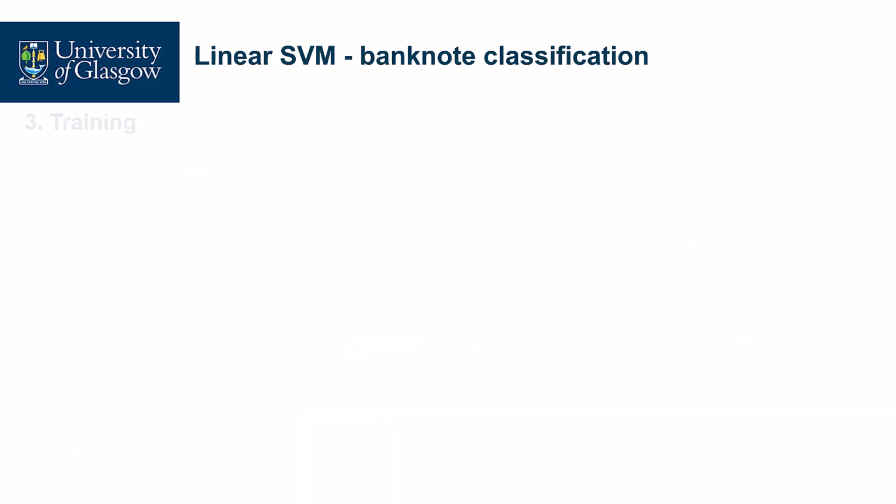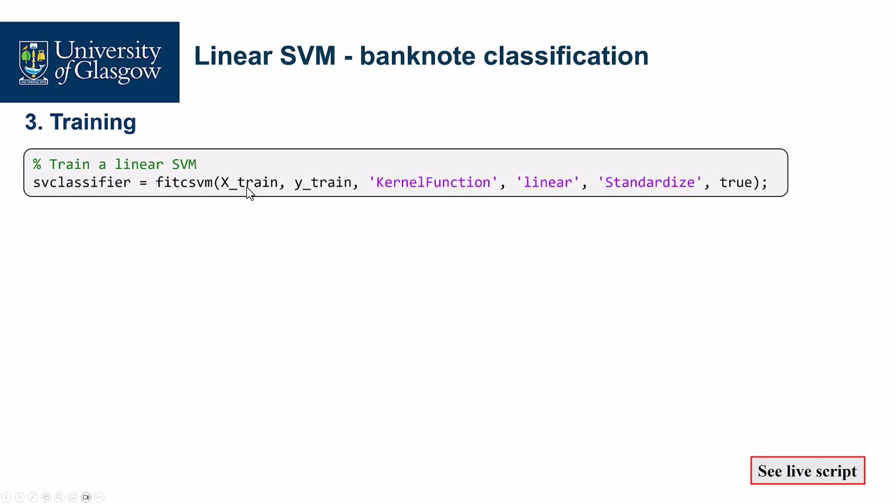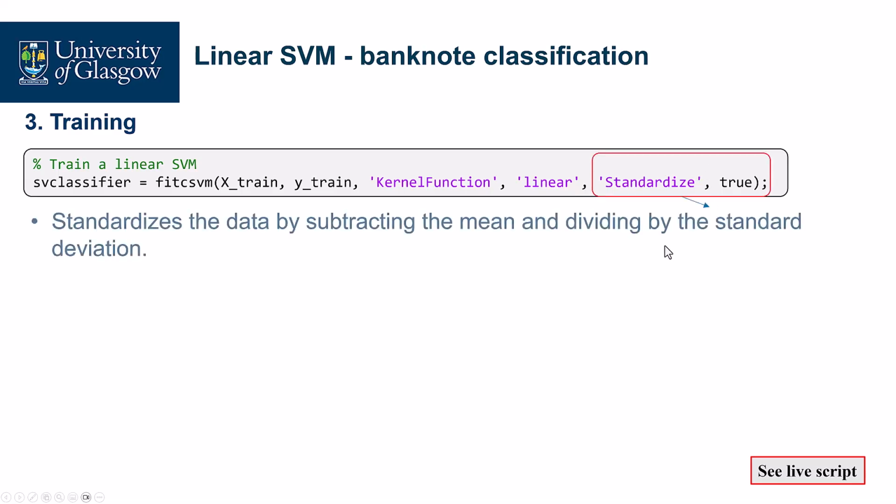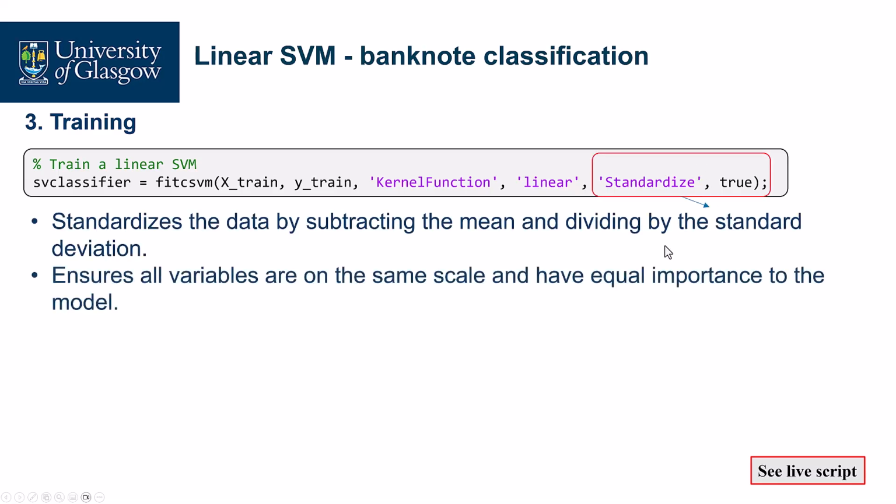Then we will start the training. Let's first use the linear SVM to see if the result is good or not. The function we can write like this: X train, Y train, kernel function we use linear, and we do the standardization. The standardization, you know this from the data preparation week. Here I also wrote some descriptions. Then this model, the SVM classifier, is trained.